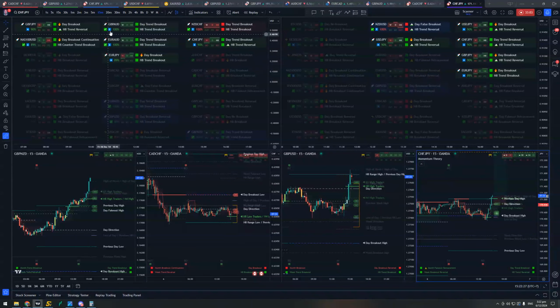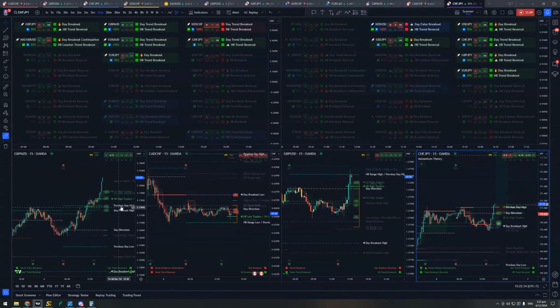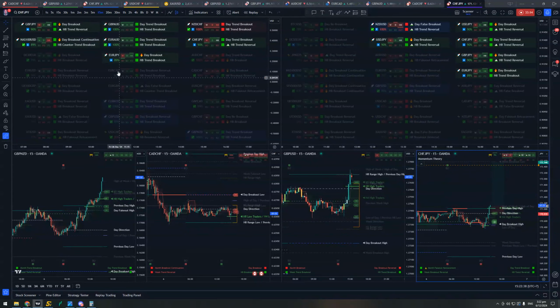3:30, 8 more minutes. I need to find another trade. I don't want to take another breakout trade. Most breakouts fail, so this is not every. I don't want to have too many breakouts. So I don't see anything else.